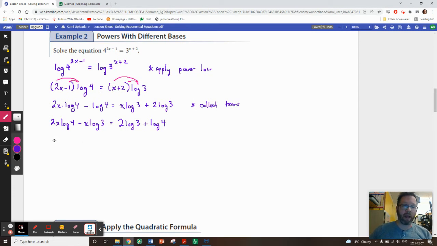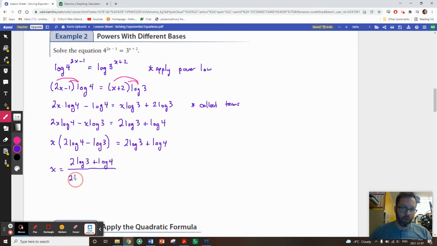On the left-hand side, how are we going to get x by itself? Well, we collect those like terms by essentially factoring out the x. We're left with 2 times log 4 minus log 3 equals 2 log 3 plus log 4, and we're done. Dividing both sides by 2 log 4 minus log 3, we get the exact form of this solution. 2 times log 3 plus log 4, all divided by 2 log 4 minus log 3. So this is exact.